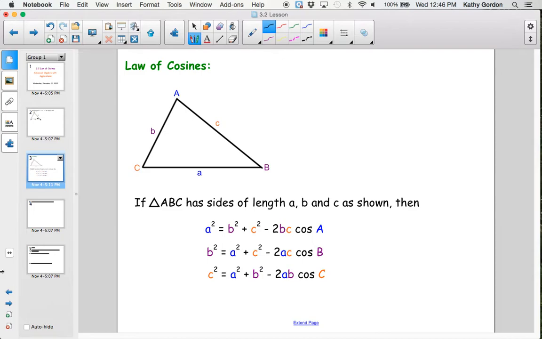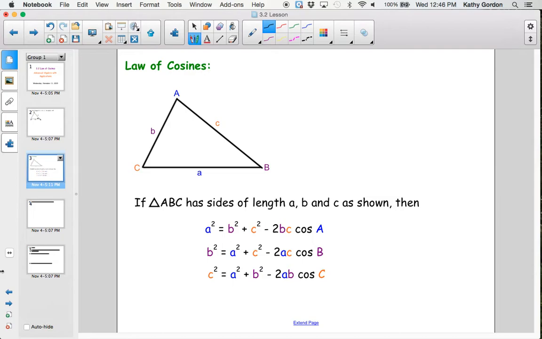And there are three different versions of it depending on which of the angles you were given, because that's what you're going to be taking the cosine of. Okay? So if I'm given angle A, then I would want to use this first version for the law of cosines. If I was given angle B, then I would want to use this second version. If I'm given angle C, then I want to use this third version.